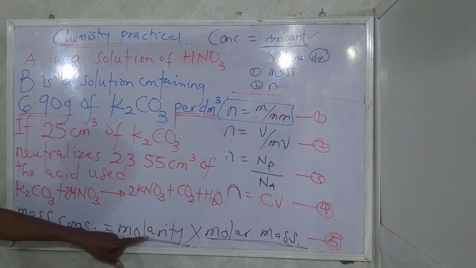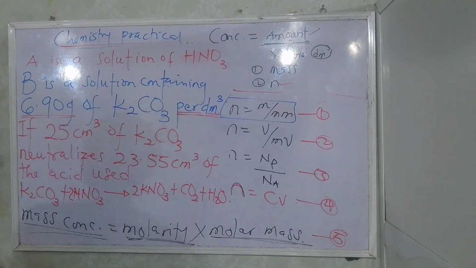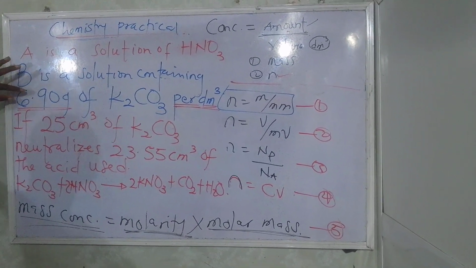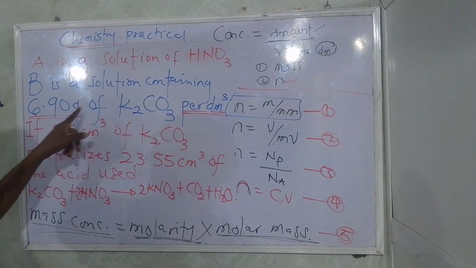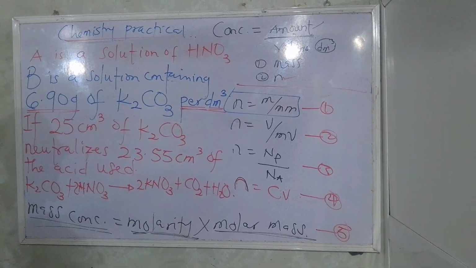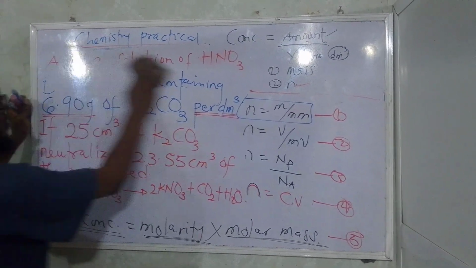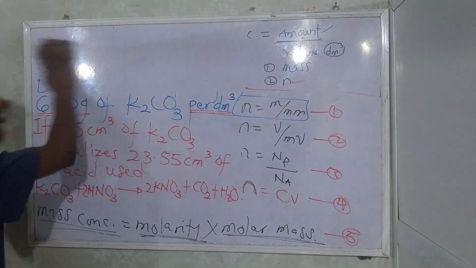So you will now say molarity equals mass concentration over molar mass. What is the mass concentration? 6.90 gram per dm cube. So that is the answer to the very first question. Okay, so that first question I'm going to solve here the way I just talked about it.